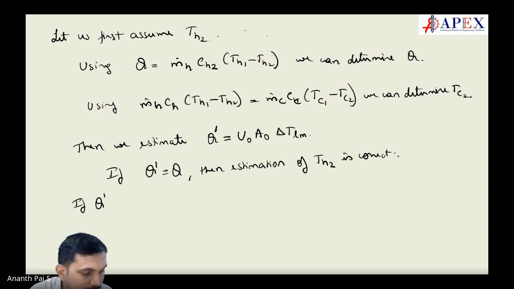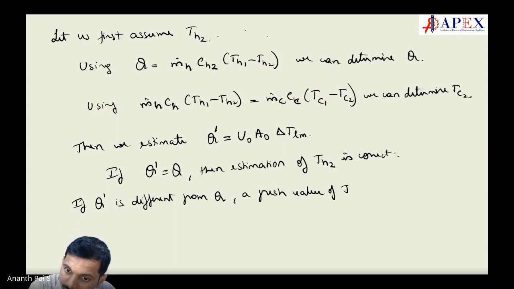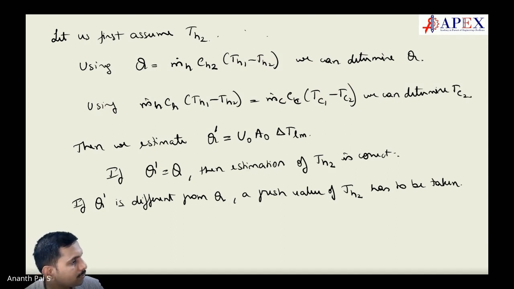If Q dash is different from Q, a fresh value of T_h2 has to be taken. Fresh value of T_h2 has to be taken, correct or not? Okay. So this makes it iterative. This has to be repeated.